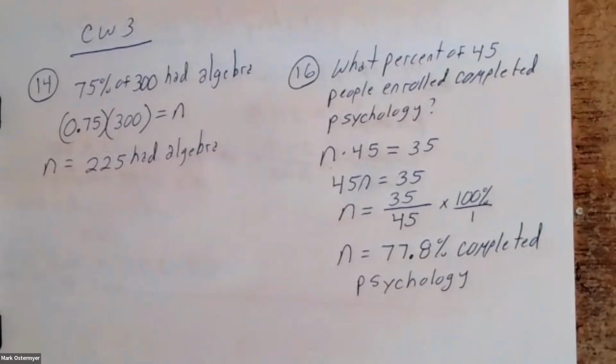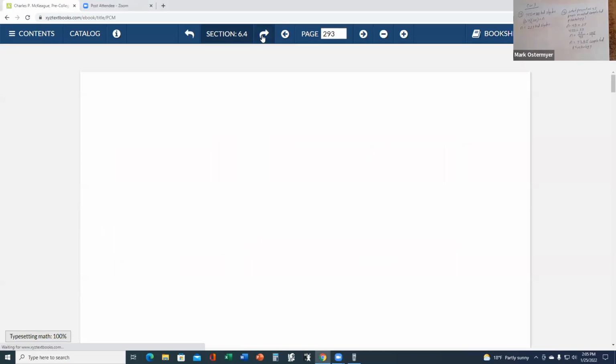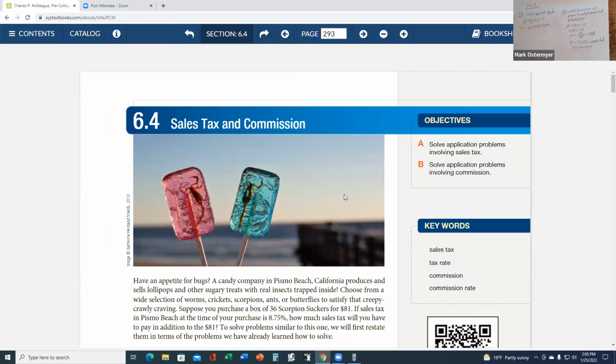So in that section, we learned how to convert percent word problems into equations. And then we ultimately solve the equation to answer the word problem and answer what it is they were asking us to find. All right, there's only one last section, ladies and gentlemen, 6.4. Let's see what that section holds. So we've done 3 classwork so far. So section 6.4 is entitled Sales Tax and Commission.